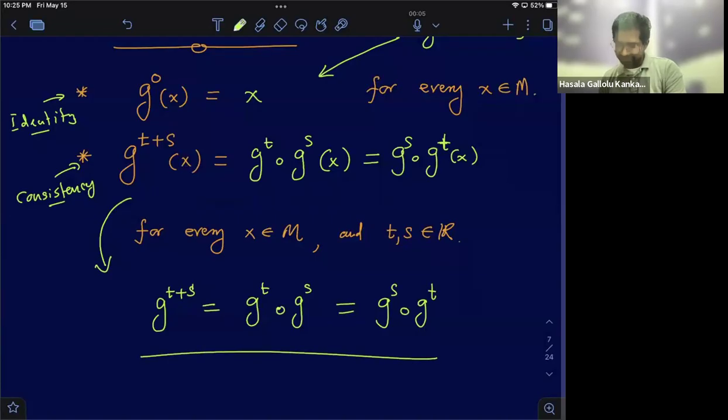If you put the composition in between, it is going to be abelian or commutative because of this side, right? GT composed with GS is same as GS composed with GT. So this is exactly what it is. Here what we call consistency is exactly the key to prepare this group structure.